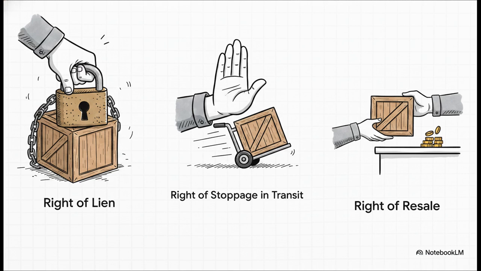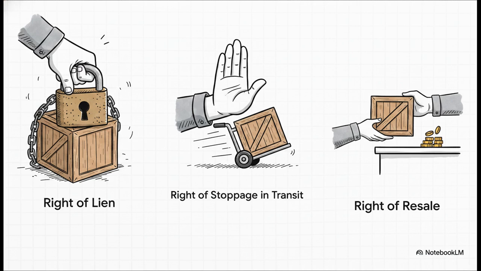We transition now to the specific powerful remedies the unpaid seller exercises directly over the physical goods themselves. These are known as rights in rem. Let me deliver a deliberate classroom explanation on organizing this for your paper. Do not just jumble these up. Group them exactly like this with their respective section numbers.